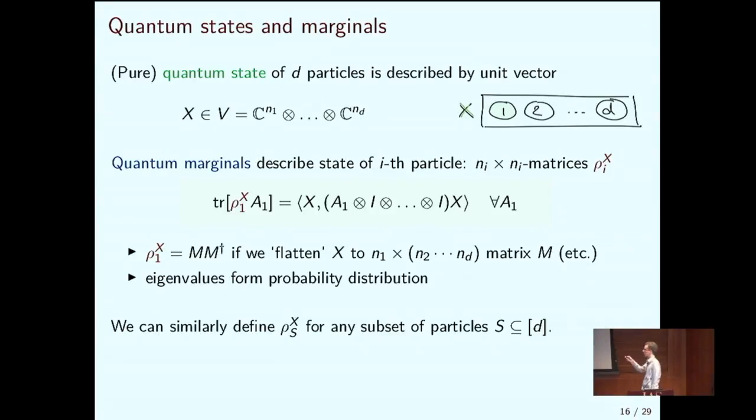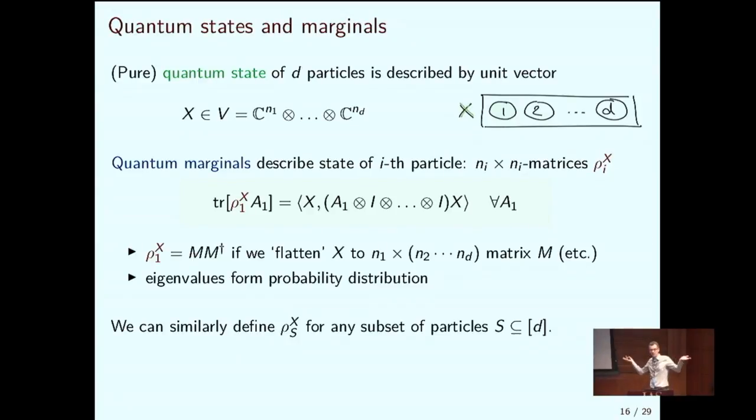In more concrete terms, we saw in Ankit's talk that we can write rho 1 in a very simple way. If you flatten this tensor, so you consider the tensor as a big complex matrix with n1 rows and n2 times up to nd columns, and we call this matrix M, then rho 1 is exactly M M dagger, M times its Hermitian conjugate. It's a quadratic thing, and this formula makes it clear that it's positive semi-definite. In fact, as I was saying before, if X is a unit vector, then this thing also has trace 1. So we can remember that the eigenvalues of this thing form a probability distribution. So there are probability distributions, one for each particle.